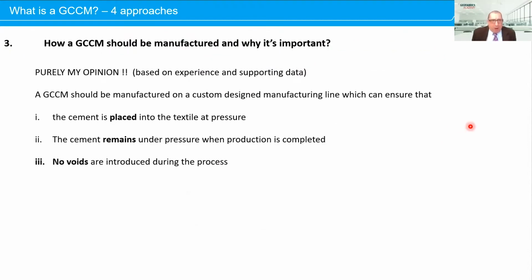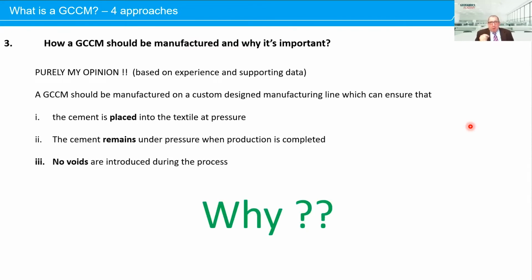Okay, how a GCCM should be manufactured and why it's important. This is purely my opinion, but it's based on experience and supporting data. A GCCM should be manufactured on a custom design manufacturing line, which can ensure three things. Firstly, that the cement is placed into the geotextile under pressure. Secondly, the cement remains under pressure when production is completed. And thirdly, there are no voids introduced into the process.